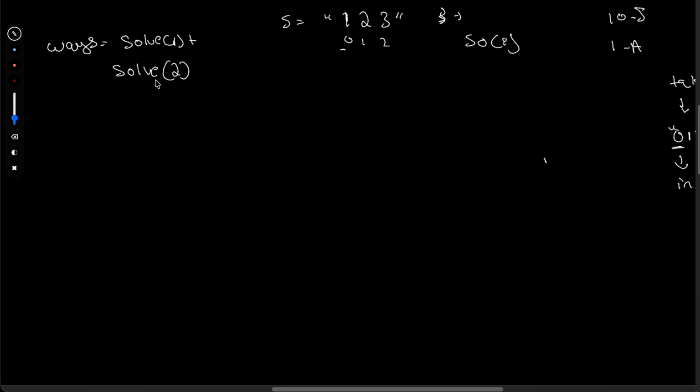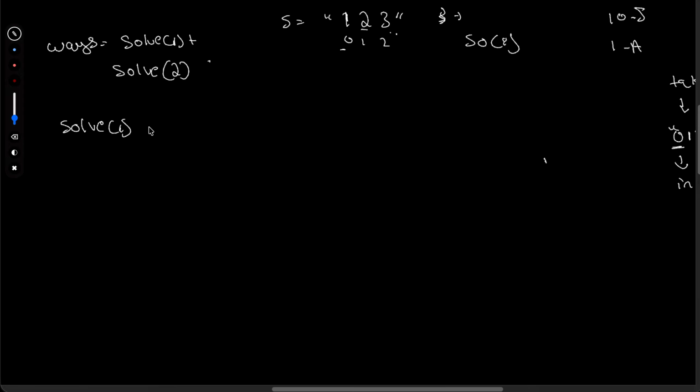Next, solve of index 1. Now at index 1 the character is 2. Can I take one digit? Yes, because 2 is valid. Can I take two digits? Yes, because 23 is also valid. So it's solve of 2 plus solve of 3, so it's called like this.